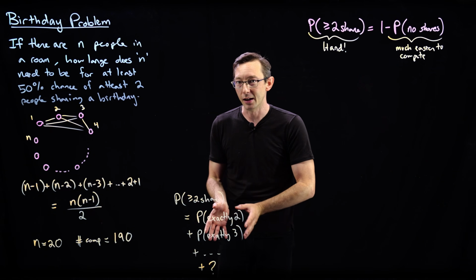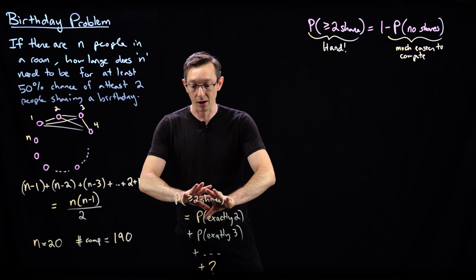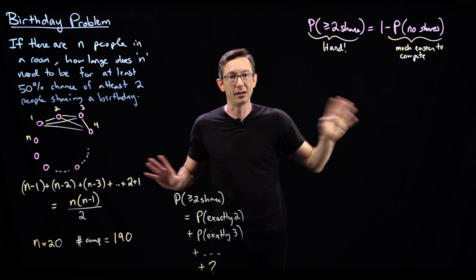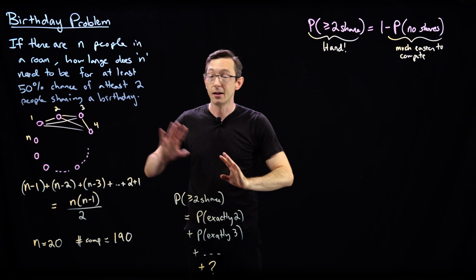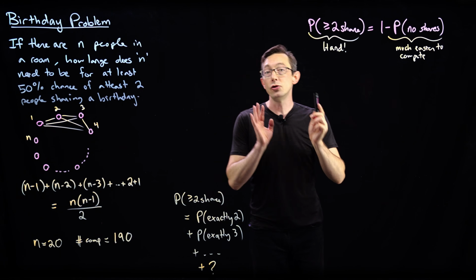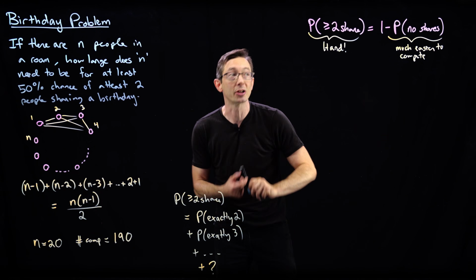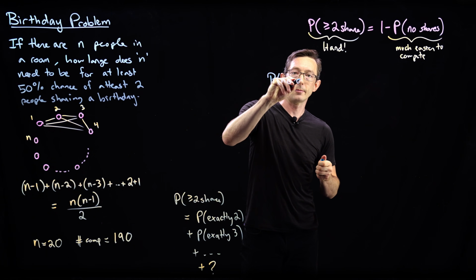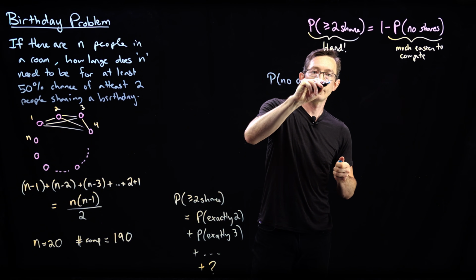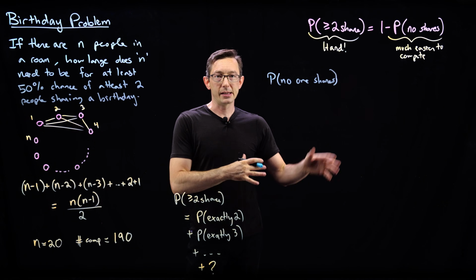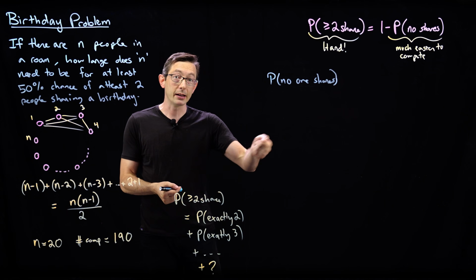That's kind of a self-guided study problem, is try to actually write down all of these combinations. It's going to be a mess. It's going to take you a long time, very hard to compute. Let's do it this way. The probability that no one shares a birthday, that's actually much, much easier. So the probability that no one shares, and this is kind of like that poker hand example.